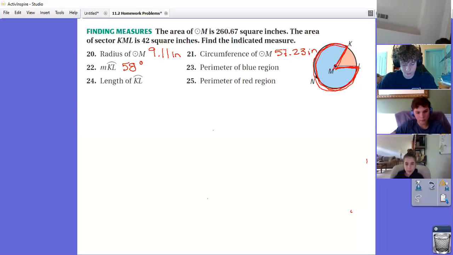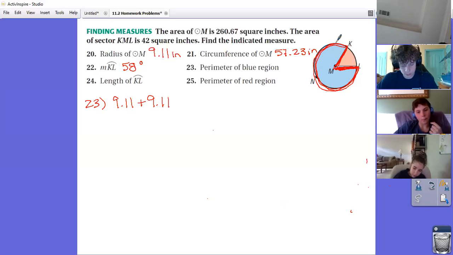Yeah, it said 20 through 25. So what I do know wasn't 22. Okay, so you do know that this piece and this piece right here are both radii. So I know those are both 9.11, so I know I have to add those in. But then I have to figure out the arc length of that blue sector. Then I can add that in, and I'll have the perimeter of my little Pac-Man.